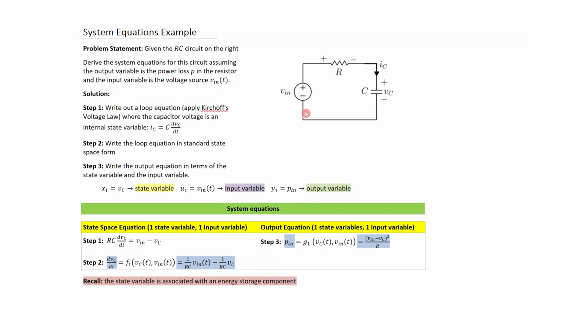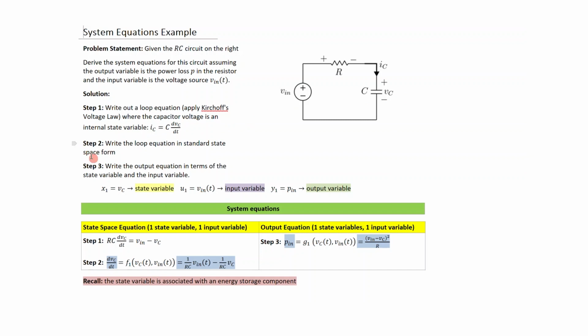The solution process in this case would be to write out a loop equation, which means you apply Kirchhoff's voltage law around the loop, but you also realize that the current through the capacitor is related to the voltage across the capacitor through this relationship here. Notice this v of c appears in the derivative, and therefore v of c is a state variable for this particular circuit. There's only one energy storage component in the system, so there'll be only one state space equation.